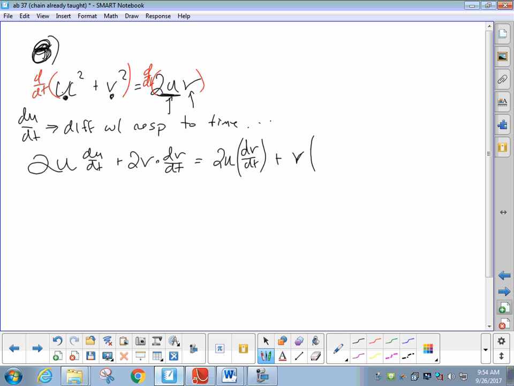What's the derivative of 2u? Derivative of 2u, the outside is just 2, but then times the derivative of the inside, u, which is du/dt. All right, I want du/dt. Do I have du/dt isolated yet?